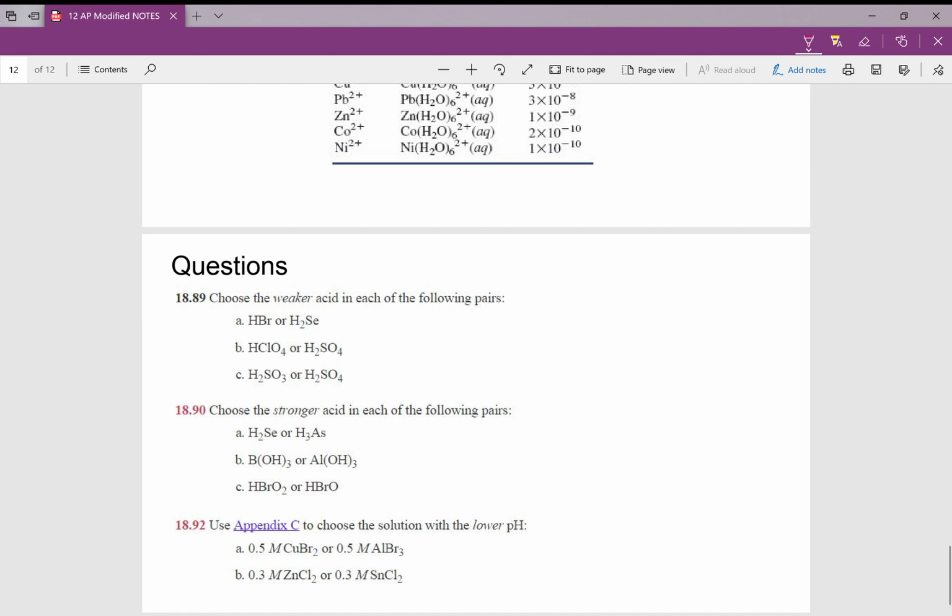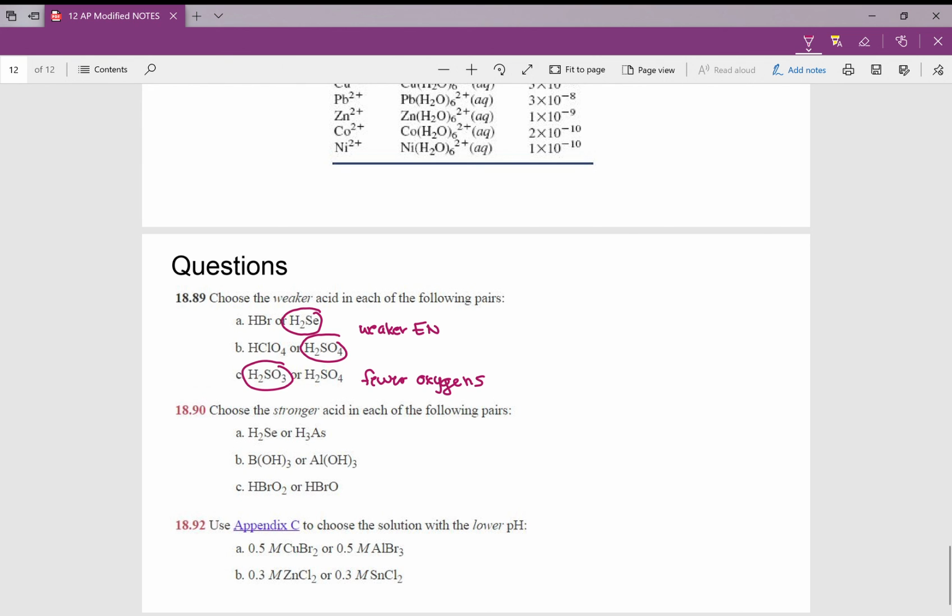All right, for 18.89, we're choosing the weaker acid. So you should have chosen H2Se, and in B, you should have chosen H2SO4. In both of these cases, that central atom has a lower or weaker electronegativity, and that's based on the Se or sulfur. And then in choice C, you should have chosen H2SO3 because of the fewer oxygen atoms.